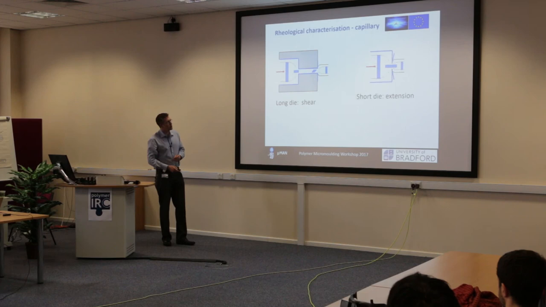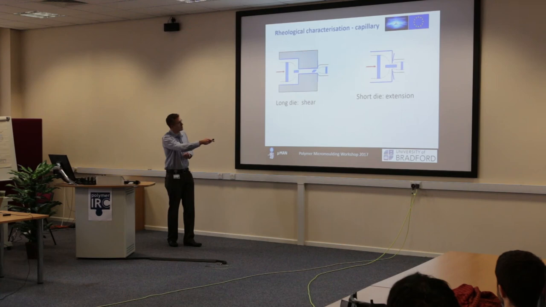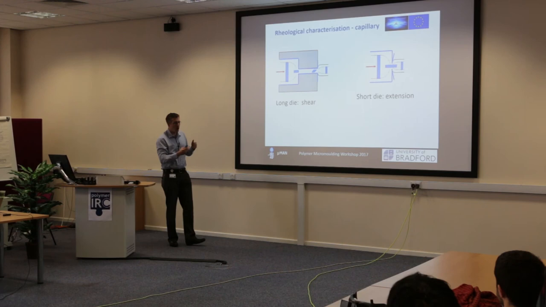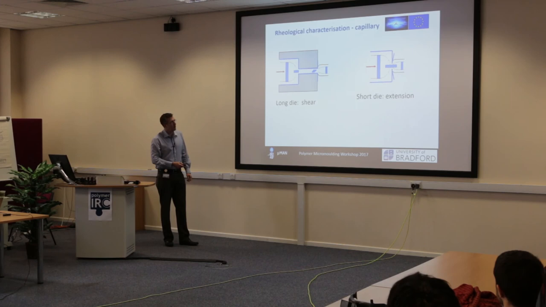But if we use a second die, which effectively doesn't have any length, so it comes to a knife edge there, then the polymer's being forced to converge down into the entrance of the die, just like it was in this one, but it doesn't have any length. So we're only measuring essentially the energy needed to converge the material into the entrance to the die. So we're measuring the entrance pressure.